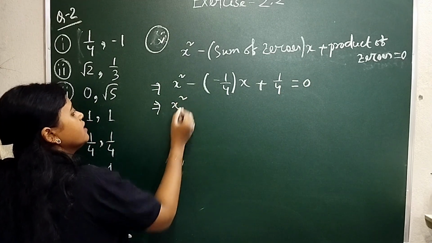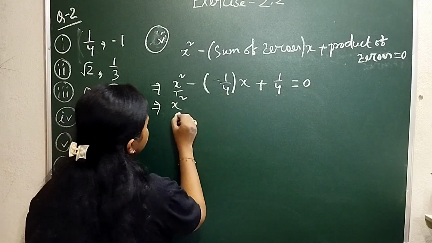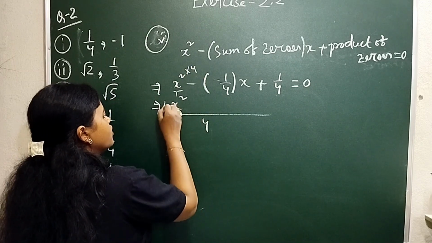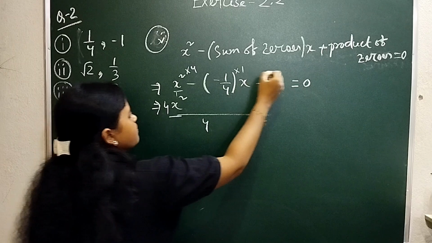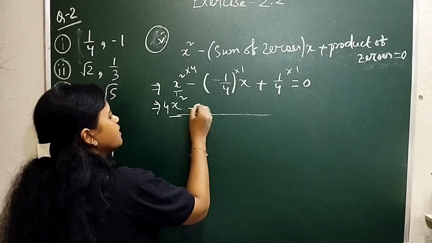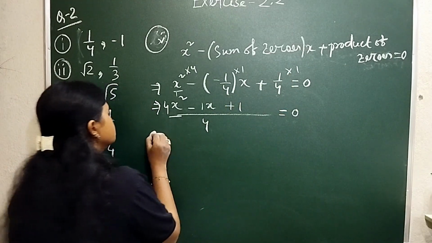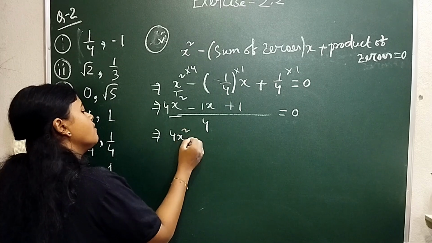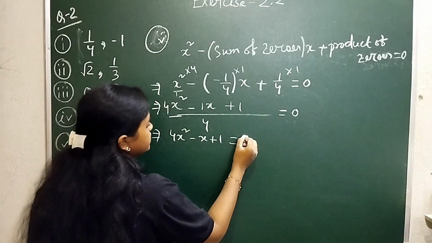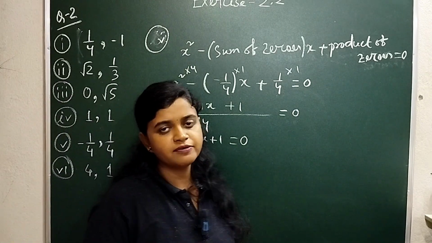Now x square, so here 1 is there. So the LCM of 1, 4 and 4, we take 4. So here 4 will be multiplied. So 4 times 1 is 4x square, and here 1 will be multiplied, because 1 times 4 is 4 and 1 times 4 is 4. So 1 times 1 is minus 1x and 1 times 1 is 1, equals to 0. So this is 4x square minus x plus 1, and when 4 is multiplied with 0, it gives 0. So this is the quadratic polynomial for question number 5.